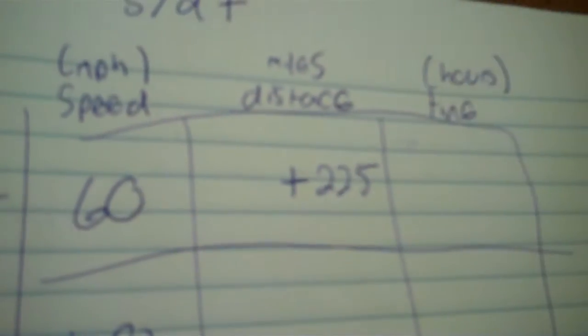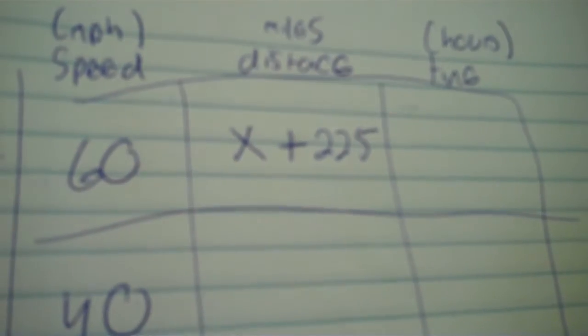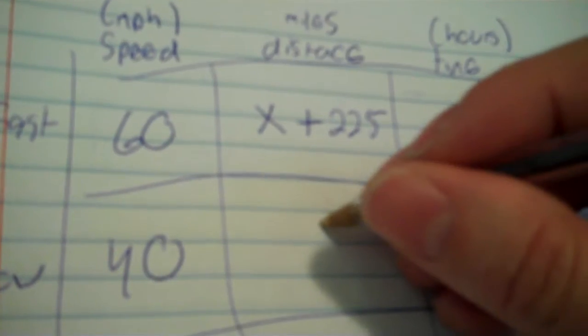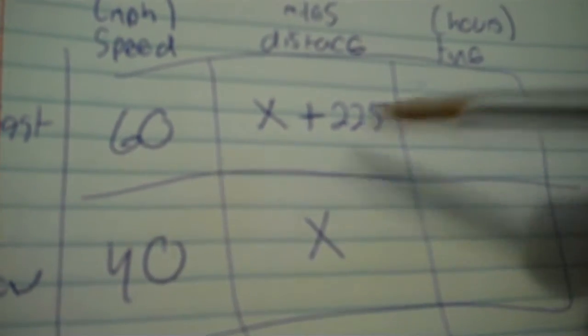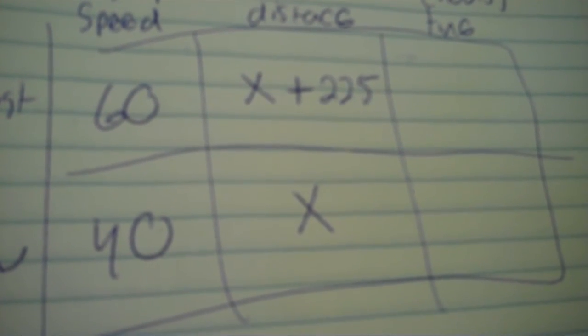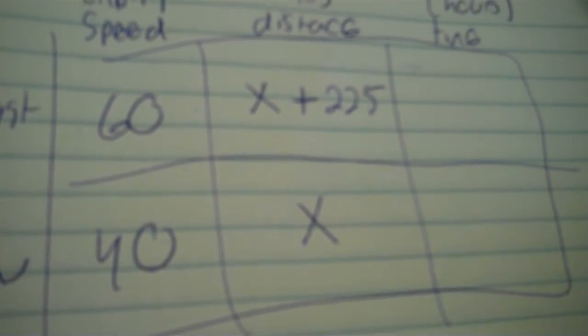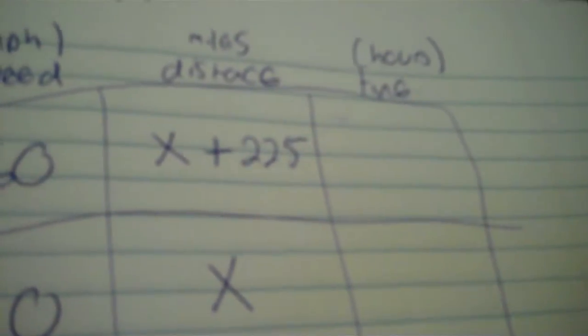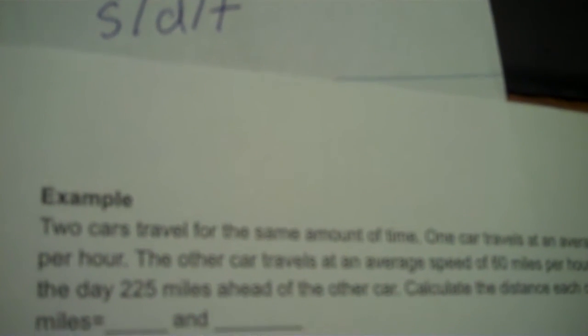Now what that allows me to do is, we don't know it, so we call it x plus 225, and then we can call this the distance for the slow car just x, okay? They're both unknown, but we know that one's 225 miles more than that one. X is going to be our answer, okay? Now let's talk about the time. The only thing we know about the time in this problem is that they travel for the same amount of time. So put a little wave and put equals, okay?